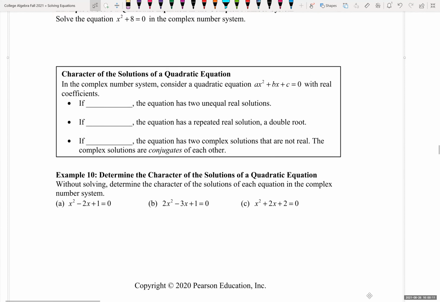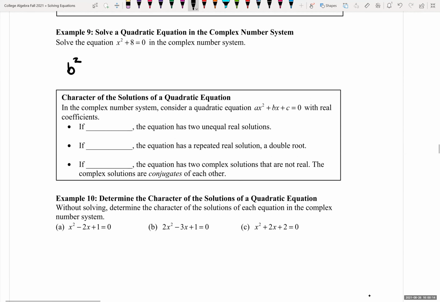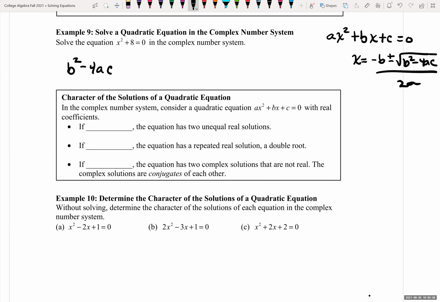So our discriminant again was b squared minus 4ac. For a quadratic equation in the form ax squared plus bx plus c equals 0, we could say that x is equal to negative b plus or minus the square root of b squared minus 4ac, all over 2a. And so the discriminant was that portion, what was underneath the radical. If we figured out what that number is, then we would know what type of solution we had and how many.